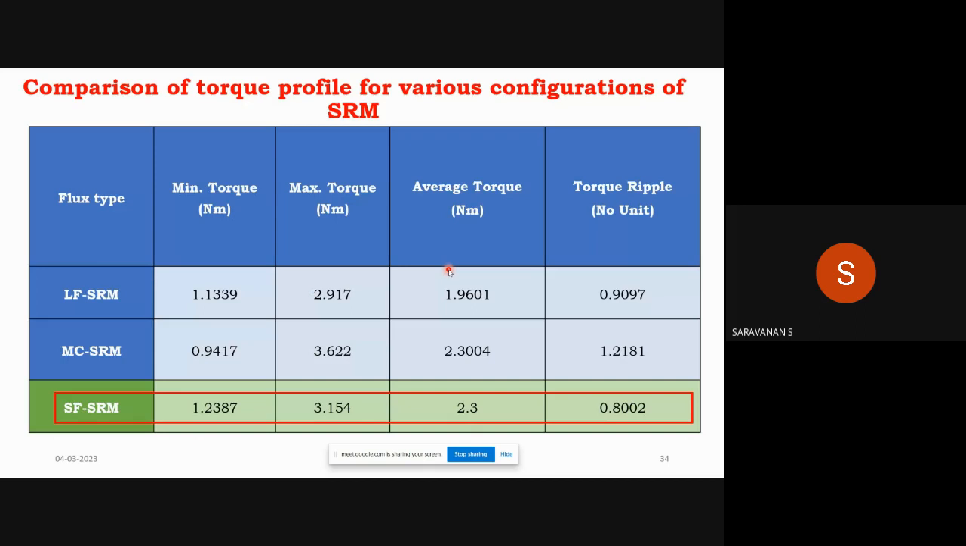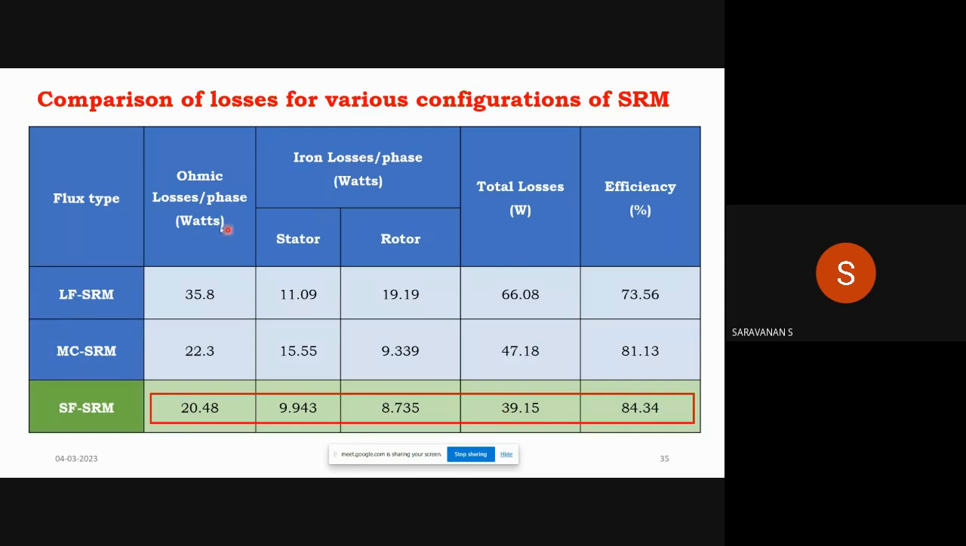So this is the analysis of these three configurations: long flux SRM, mutually coupled SRM, and short flux SRM. In this analysis, the torque ripple parameter is considered. Here you can see long flux SRM has 0.9097 and mutually coupled has 1.2181. Short flux SRM has 0.8002. So you can see the torque ripple has been minimized in short flux SRM. In losses, you can see the losses are minimized here.